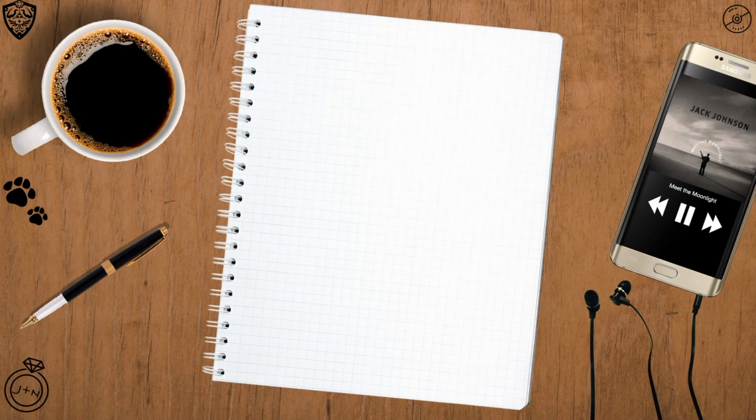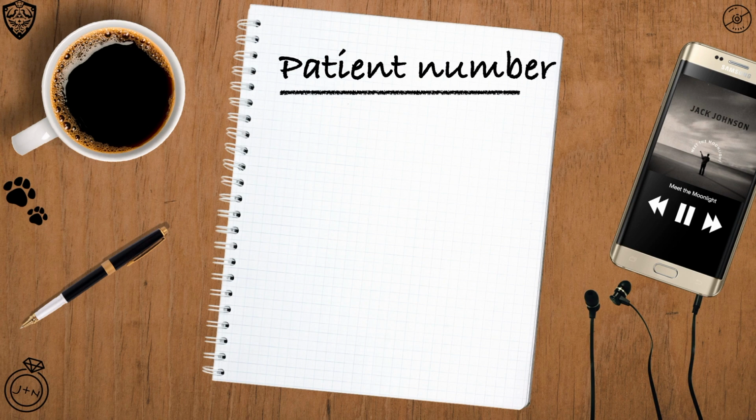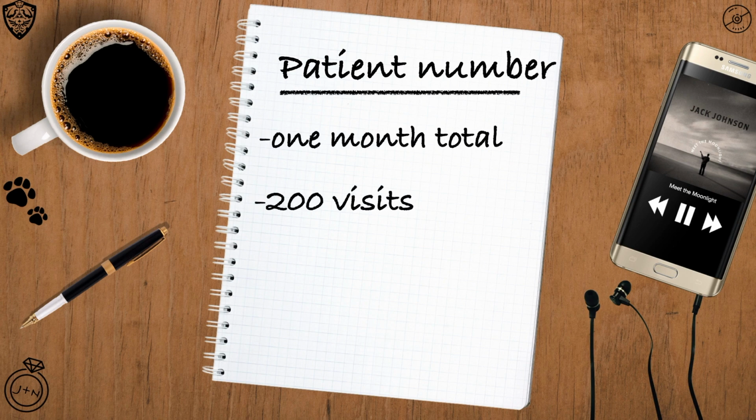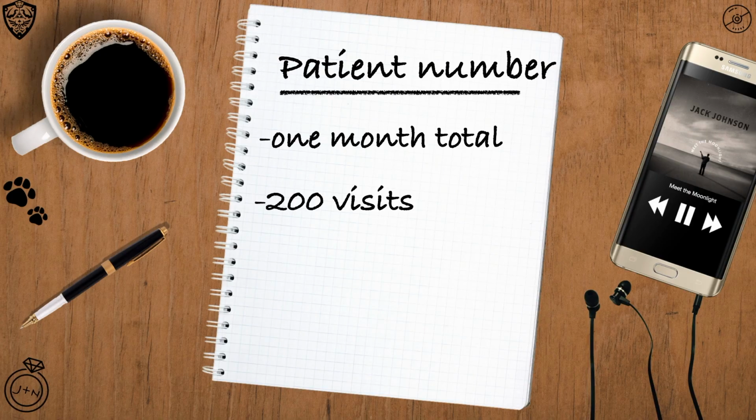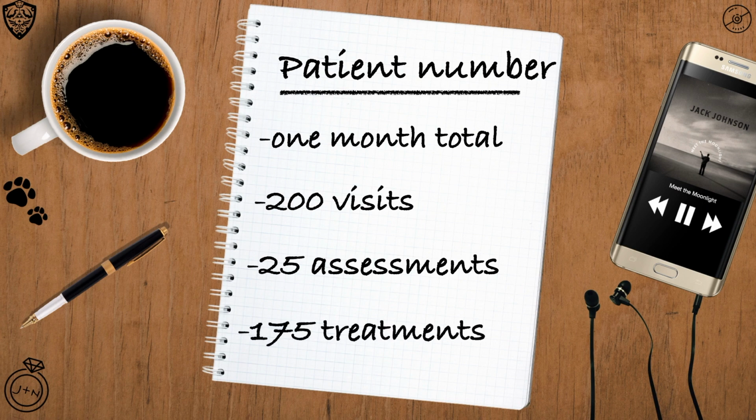Let's say for our first example here that in a month I saw 200 patient visits total. Looking at my own numbers, this is within the ballpark of normal. 25 of those were new assessments or first visits, and 175 of those were treatment sessions or follow-up visits. We now have the two numbers we need.